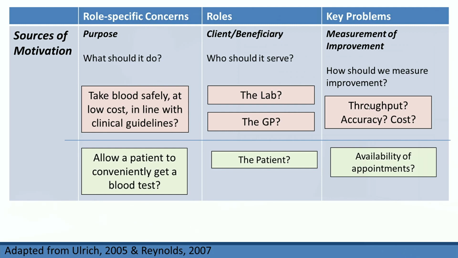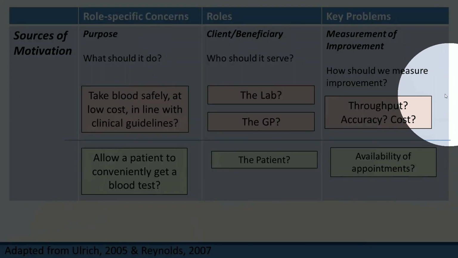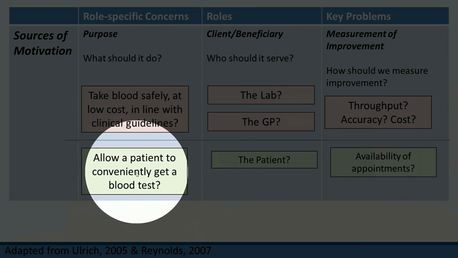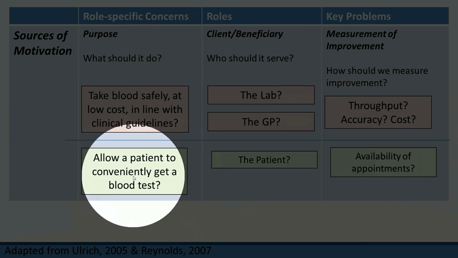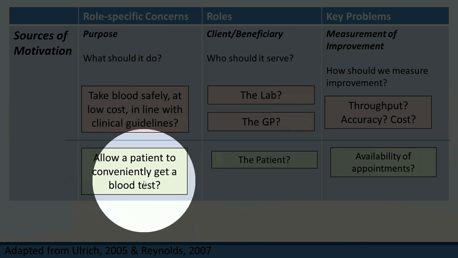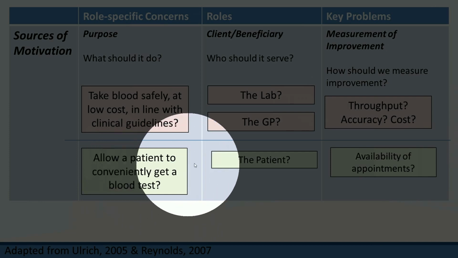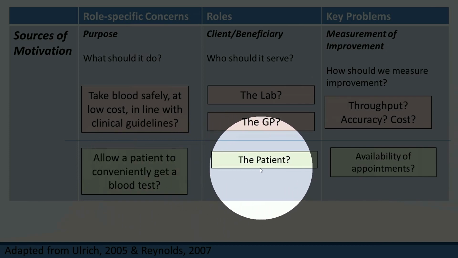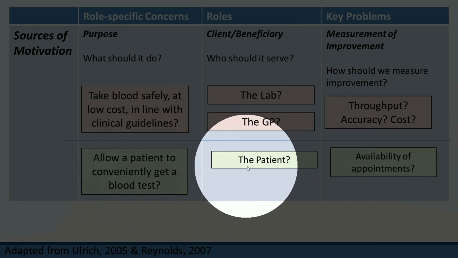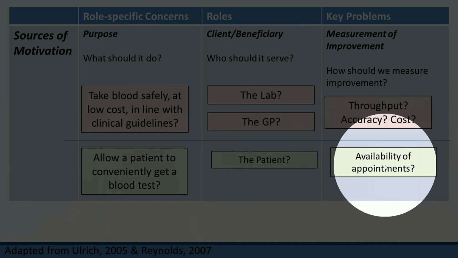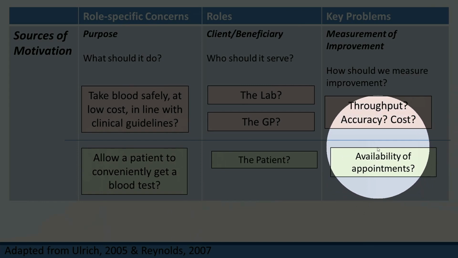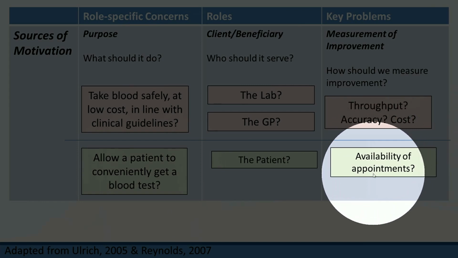Because what do I think the blood testing system should do? Well, I think it should allow me to conveniently get a blood test. I may or may not care about efficiency. I want flexibility in when I can get my appointment. I consider myself to be the client. I'm very self-centered like that. And for a measurement of improvement from my perspective, I may well agree with those, but I want availability of appointments as well. I don't want to have to wait weeks, and I want to be able to go in without taking a day off work.